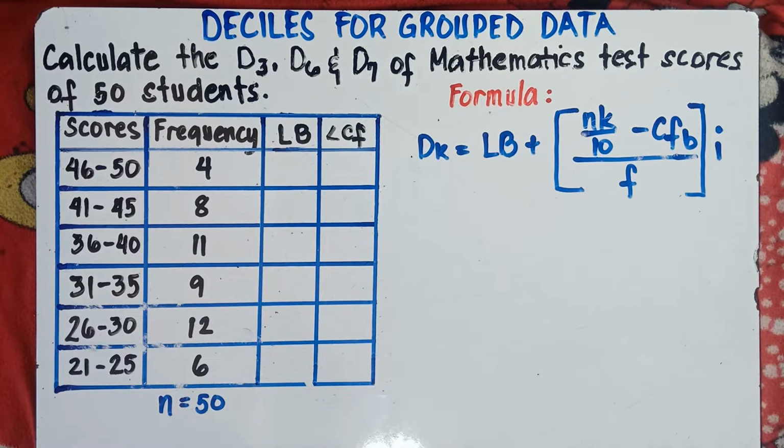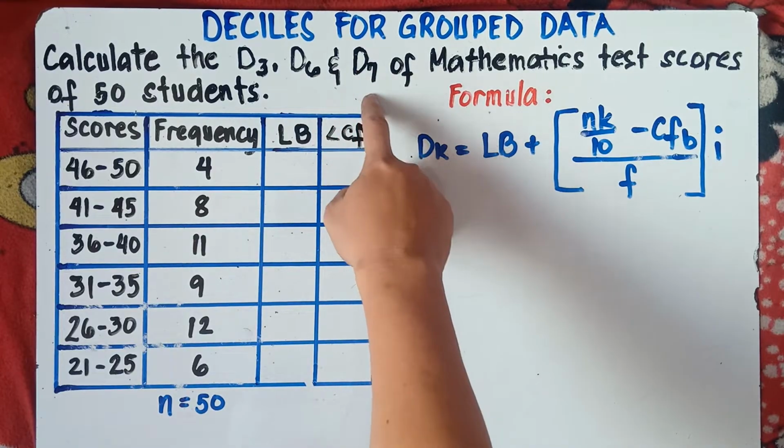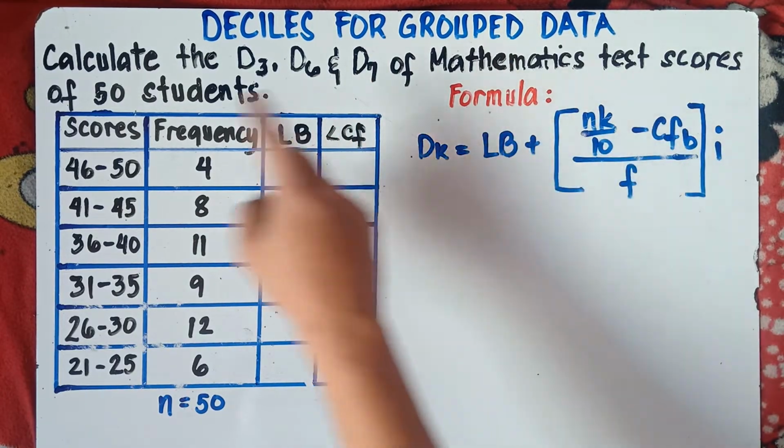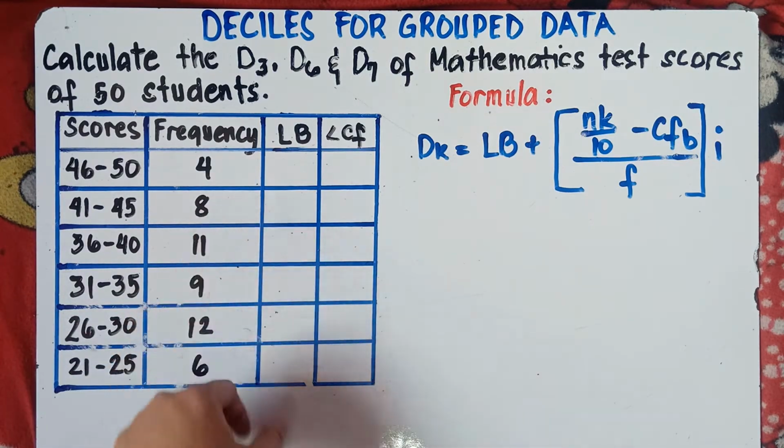Our topic for today's class is all about deciles for grouped data. So without further ado, let's do this topic. Calculate the third decile, the sixth decile, and the seventh decile of mathematics test scores of 50 students. These are the scores, and this will be the frequency.